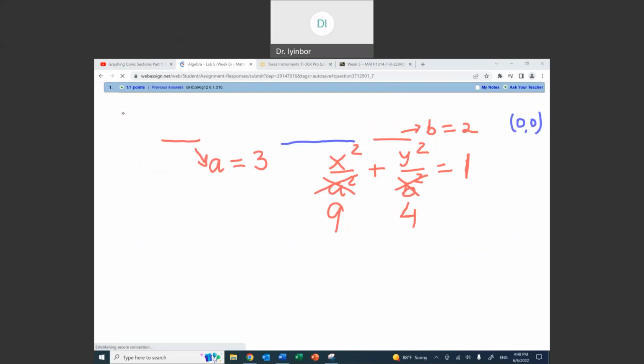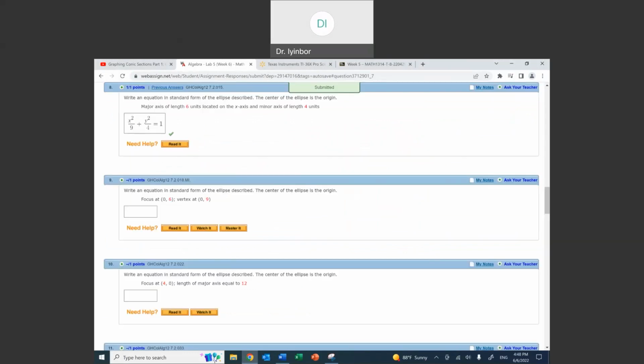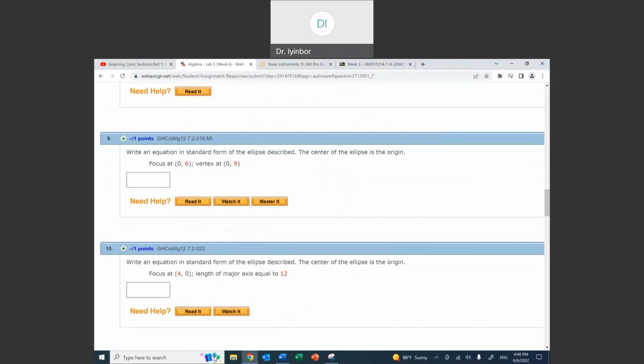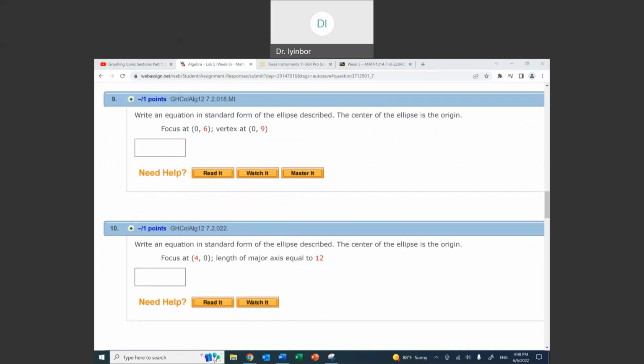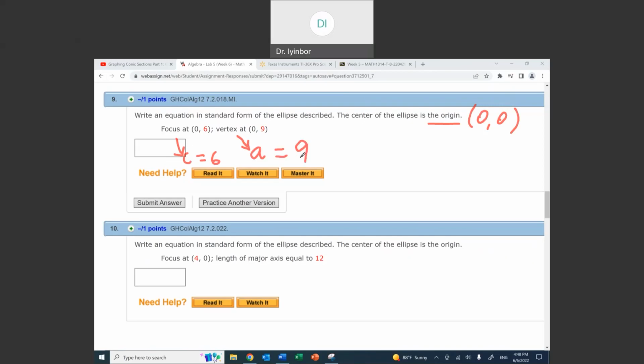Okay, that's how we do number 8. Number 9 is the same way. Here for number 9, we're going to find the equation. We are given center is 0, 0, origin again. Which one is the major axis? It doesn't say. But looking at the 2 points given, focus and vertex: focus is going to give me C, so C is 6. And vertex is going to give me the letter A, which is 9. We have C, we have A.